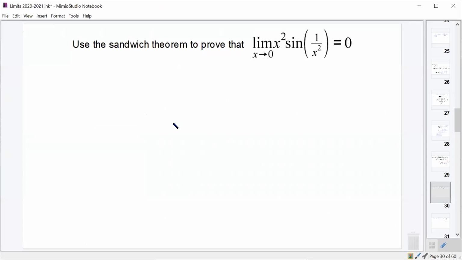Yes. Okay, now are we sure that it's always above it and always below it? No. How can we be guaranteed that it is? How can we show that that's always true? What do we know about the function sine of 1 over x squared without the x squared in front of it? Tell me about that function.